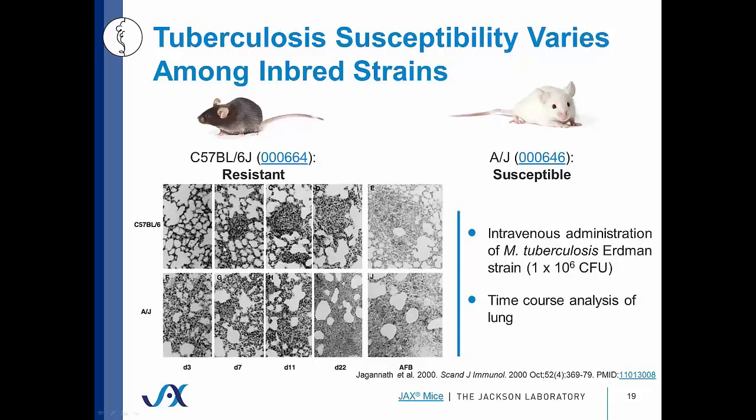We also see that at day 7, black 6 J mice develop these primary granulomas, and even at day 11 we start to see a secondary granuloma forming, whereas in the AJ mice, we see granulomas starting to form, but they never fully form in the way that they do in black 6 J mice.